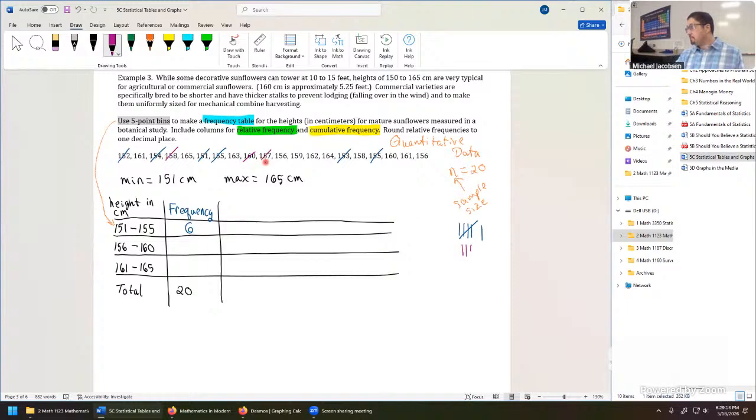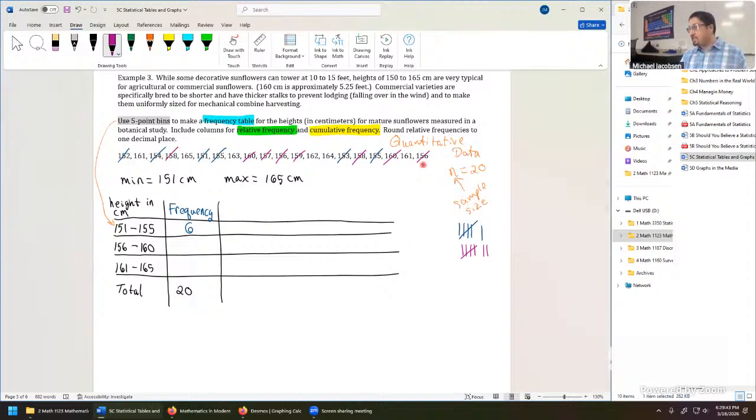157. 156 barely makes it in. 159 makes it. So we skip 162, 164. 158 is in that category. 160 barely makes it in. And 156 is there as well. So I'm counting 7, but it's kind of tedious once again doing this visually and manually.